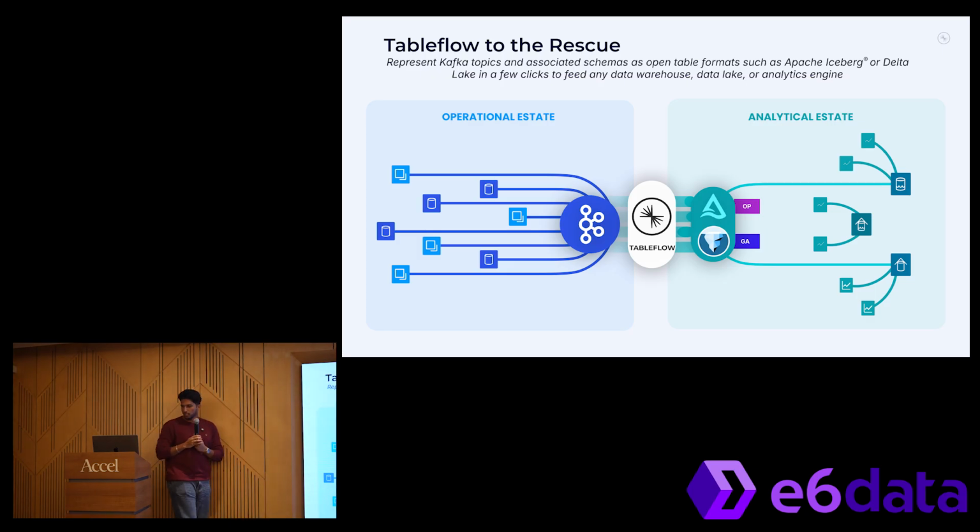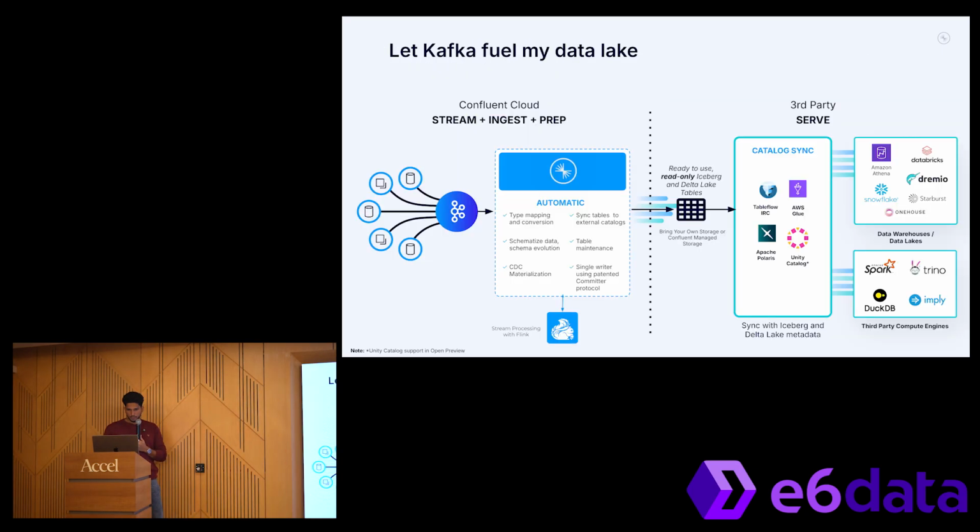So TableFlow takes care of all this, and this is a summary of how your life will be with TableFlow. All you have to do is set up your schemas, start pushing into Kafka, and with a click of a few buttons you will have TableFlow enabled, and you will have your catalog syncs enabled. So all this is taken care of by TableFlow.